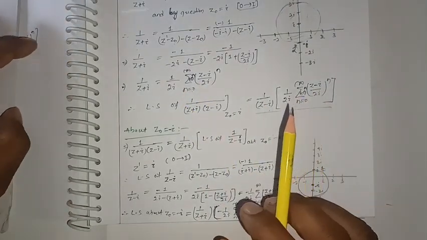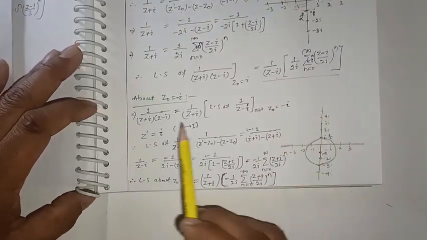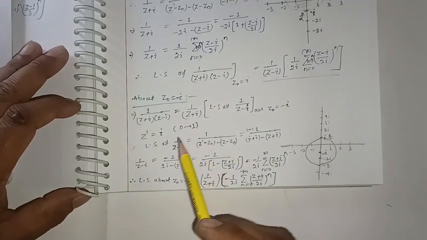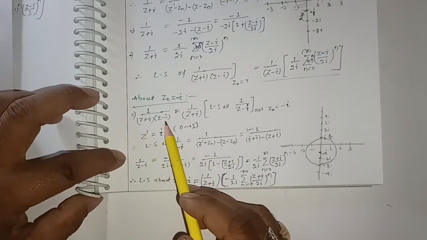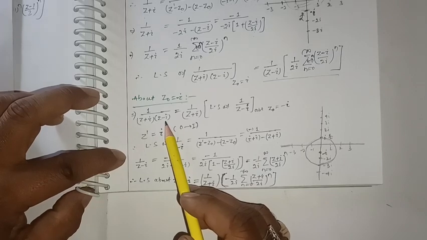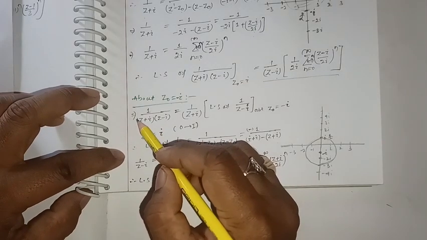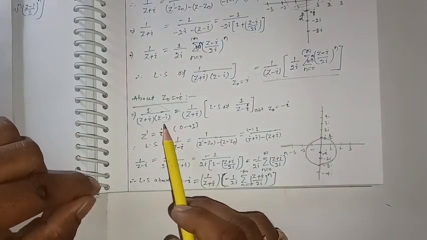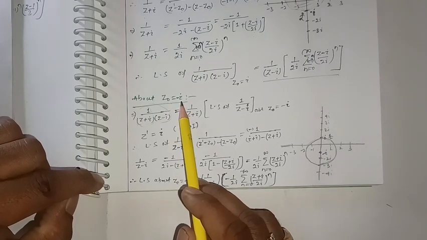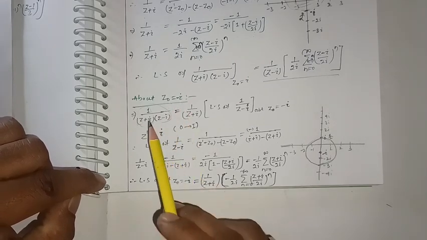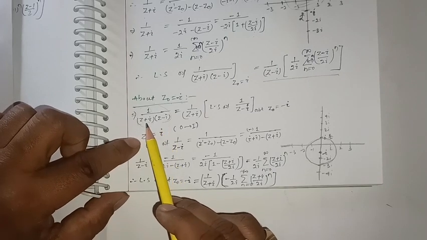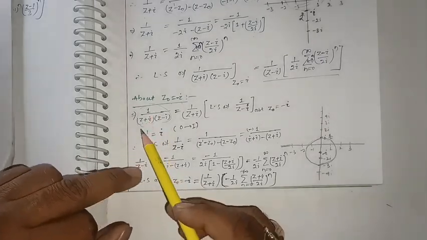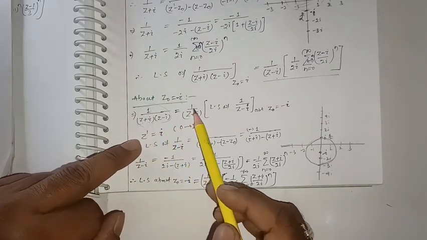So here there is no need to do the partial fraction for this function. Likewise, about z0 equal to minus I, if we want to find out how it will be, here you can see 1 by z plus I into z minus I is the function given. So here you can see the two functions are there, 1 by z plus I and 1 by z minus I. Among these two functions, z0 equal to minus I is the singular point for which one? For this one. For 1 by z plus I, the singular point is minus I. So what will be the Laurent series of 1 by z plus I? Itself, 1 by z plus I.